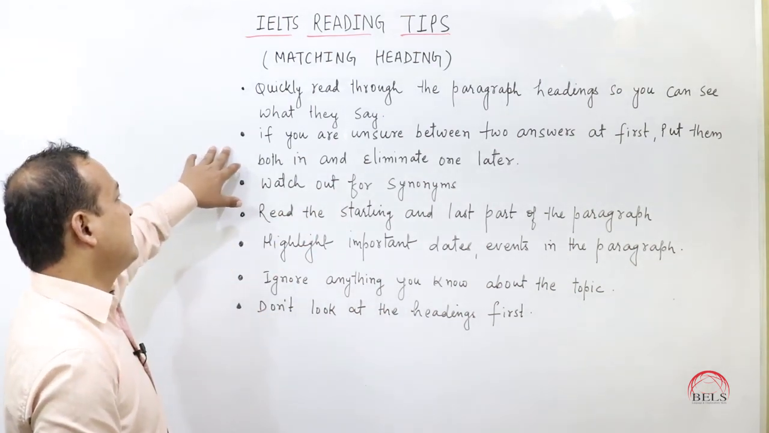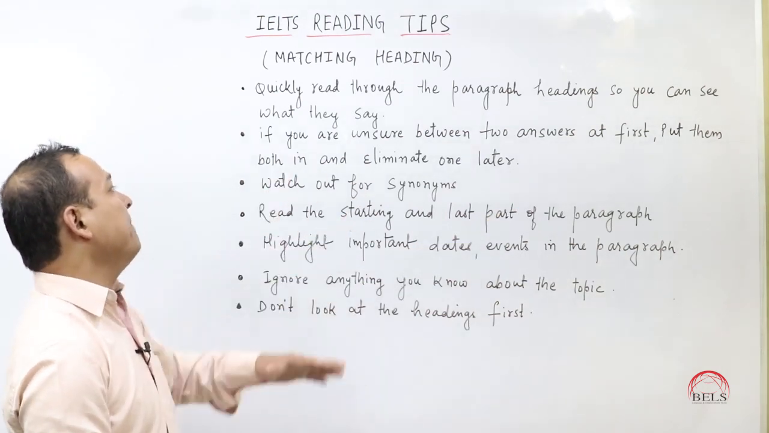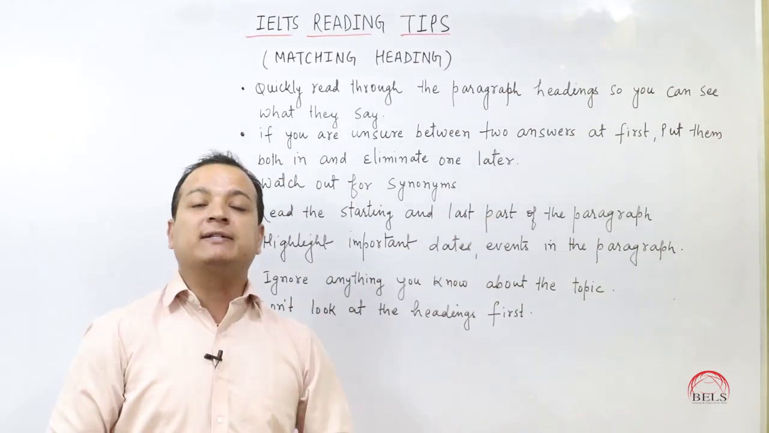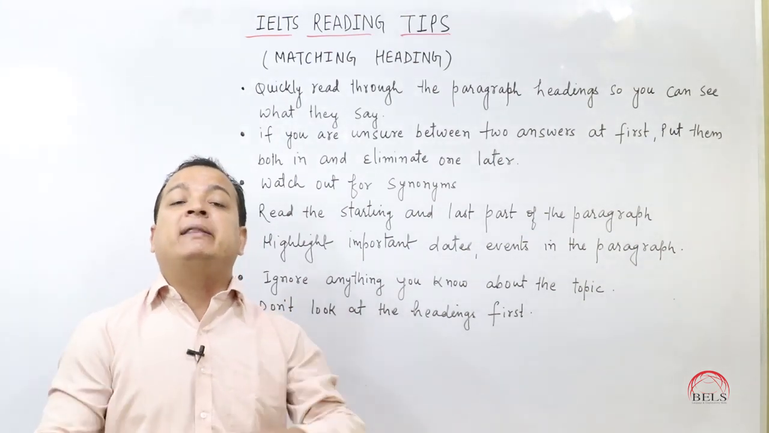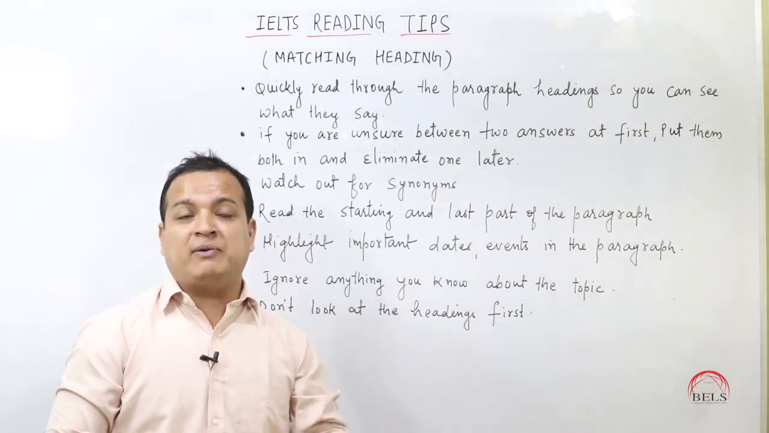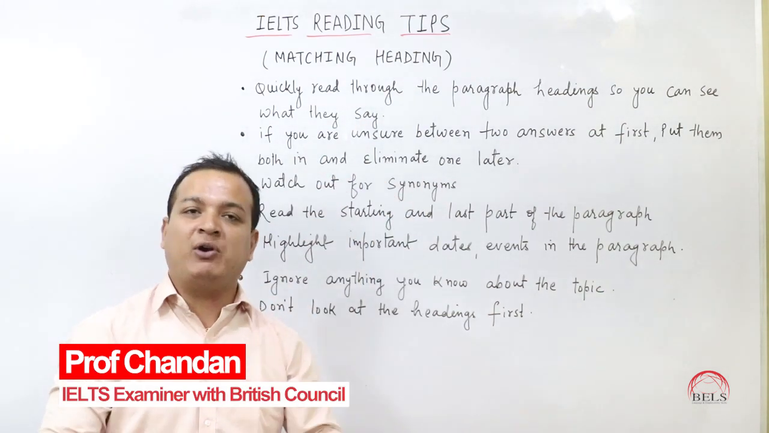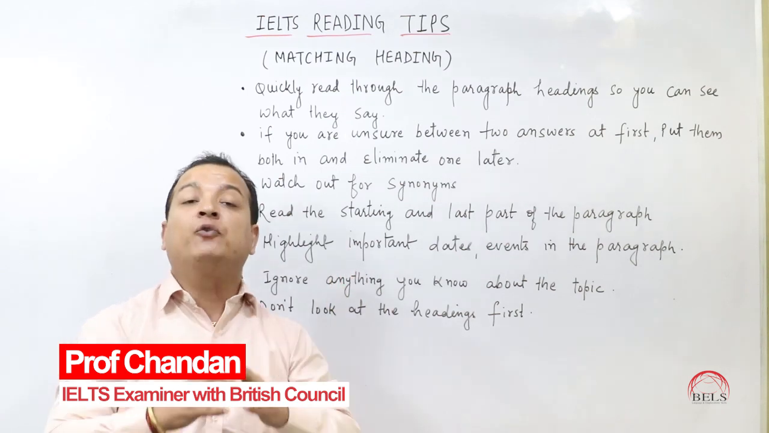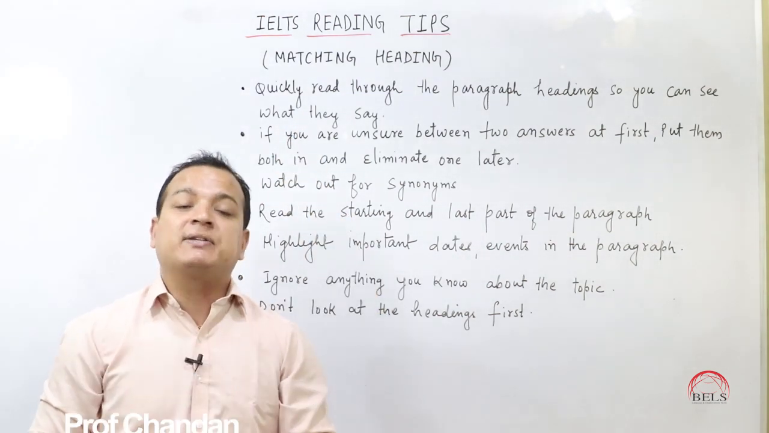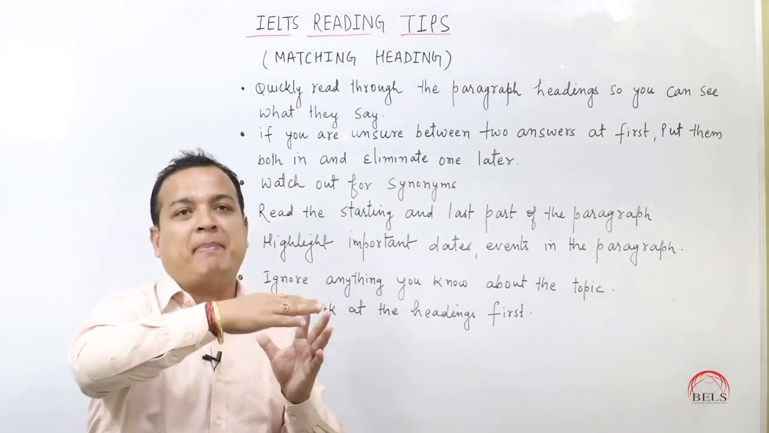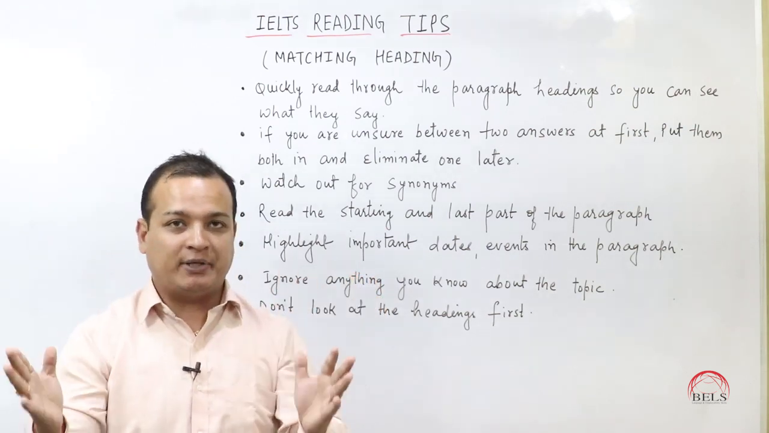The second trick is that if you are unsure between two answers at first, put them both in and eliminate one later. Many of our learners face this problem that there are two headings sometimes. For example, first, 7th and 8th. There are three headings matching with the paragraph. You have read paragraph 1 and you feel three headings are matching with that. So what you can do in that case, guys, is write all three of them on the backside of the paragraph and go ahead with other questions. Do not waste your time.